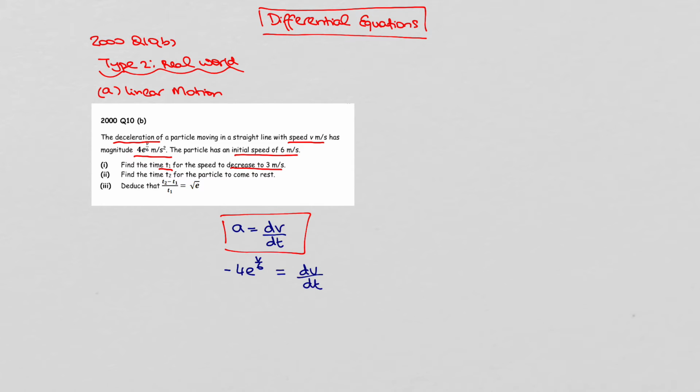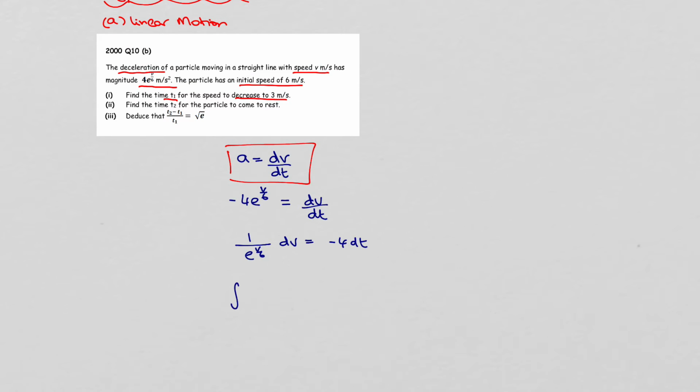If I rearrange that equation to separate out my dv's and my t's, I'm going to divide across by e to the power of v over 6. So that'll be 1 over e to the power of v over 6 dv, and multiply across by dt gives me minus 4 dt. To integrate both sides, I know I can't integrate 1 over e, so I'm going to write that as e to the power of minus v over 6 dv. And now it's okay to integrate.